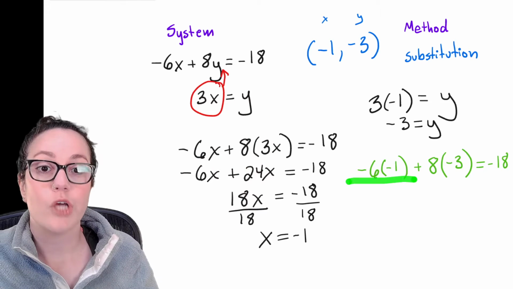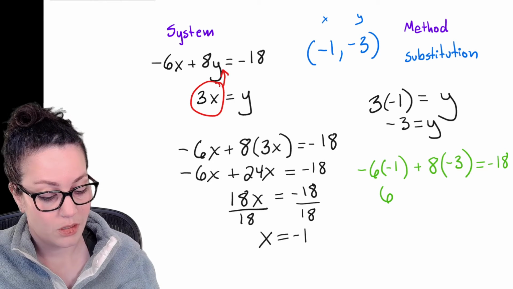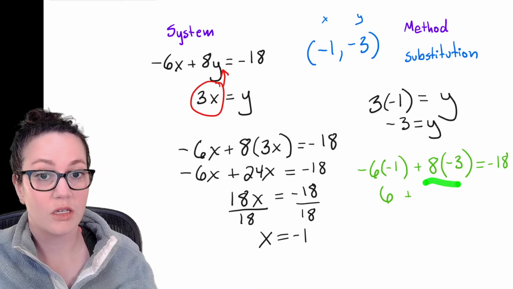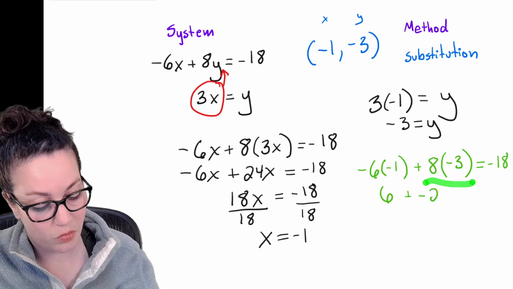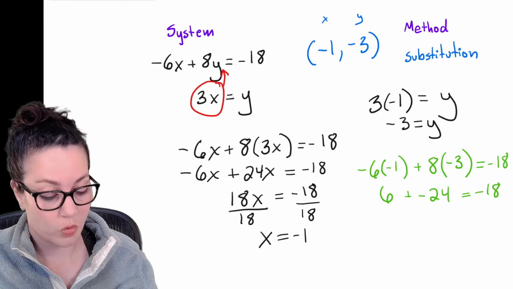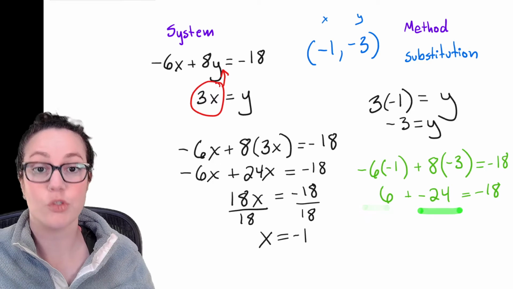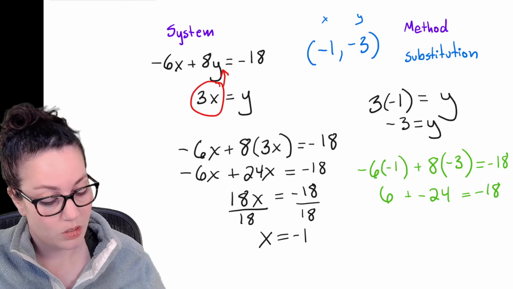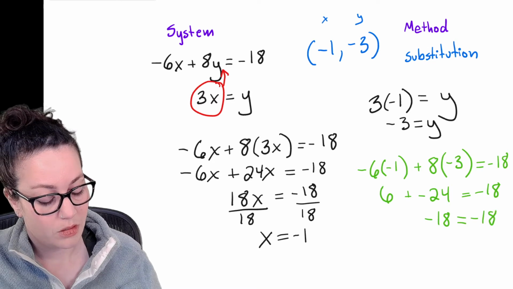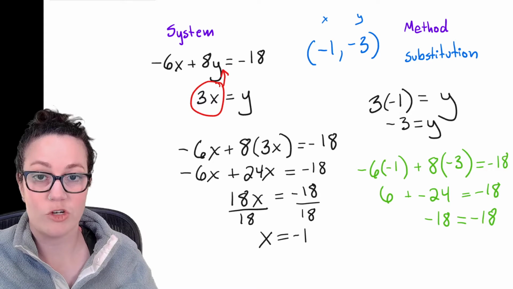All right, so negative 6 times negative 1 is positive 6, plus 8 times negative 3, that's going to be negative 24. And does that equal negative 18? Well, 6 plus negative 24, or 6 minus 24, you could write it that way also, is in fact going to be negative 18. So our numbers check out. We have our solution to this system of equations.